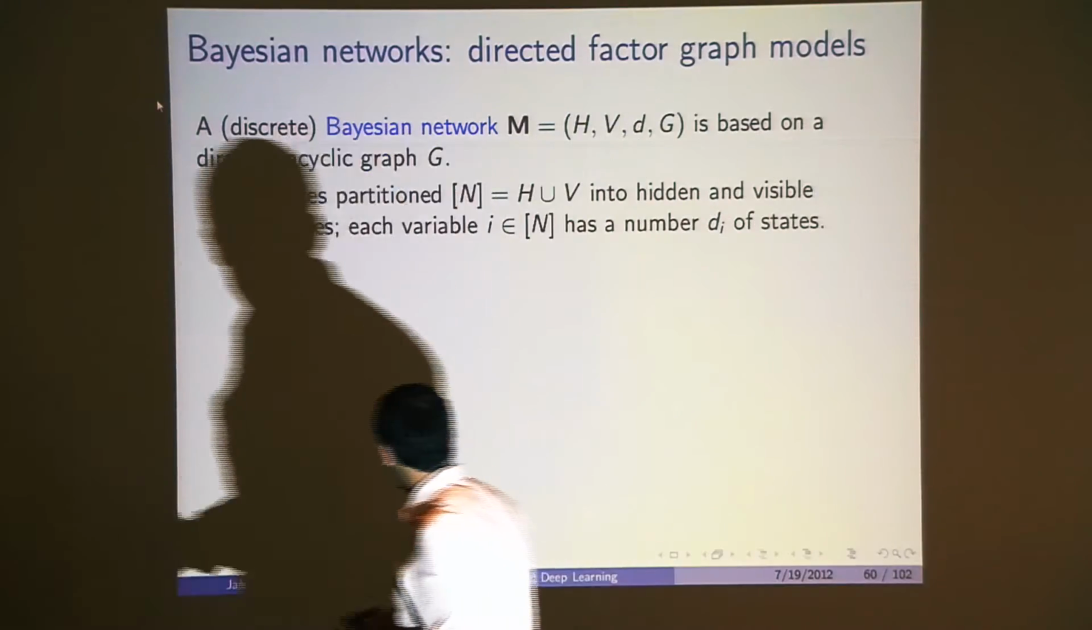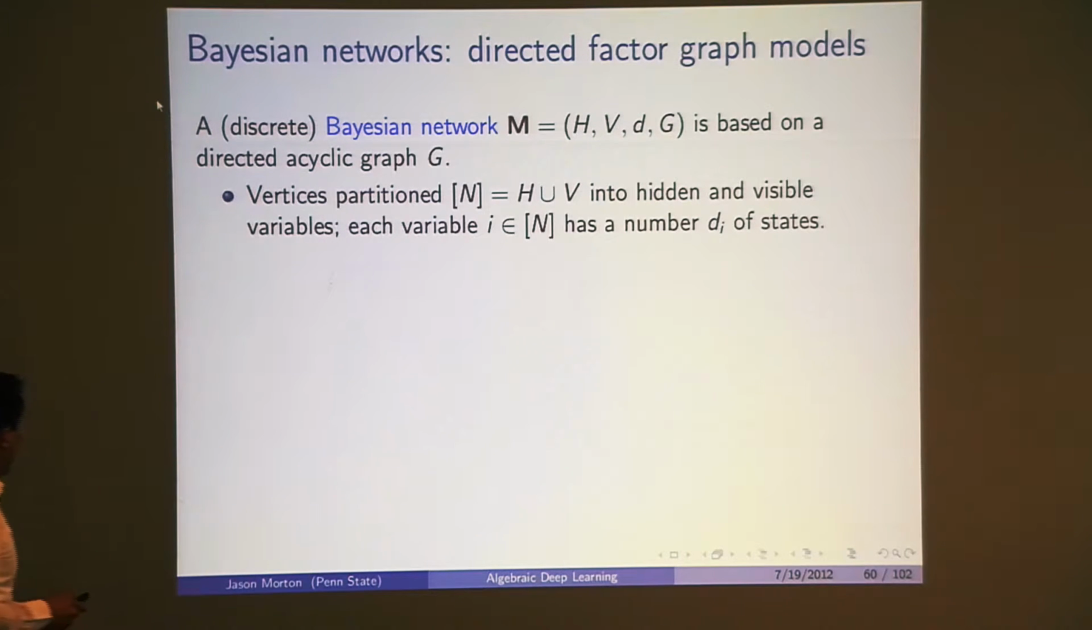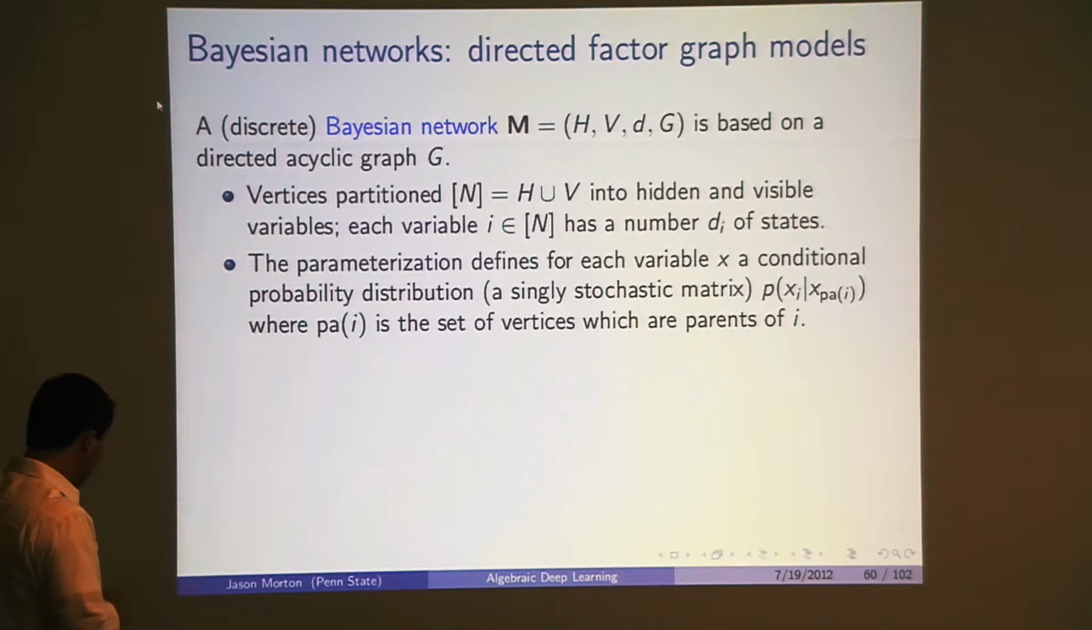Okay, so another definition, Bayesian networks. Again, I'm going to do this just in a combinatorial way. We have a directed acyclic graph. We have hidden and visible variables. The vertices n are partitioned into these hidden variables and visible variables. And each of these variables has some number of states.